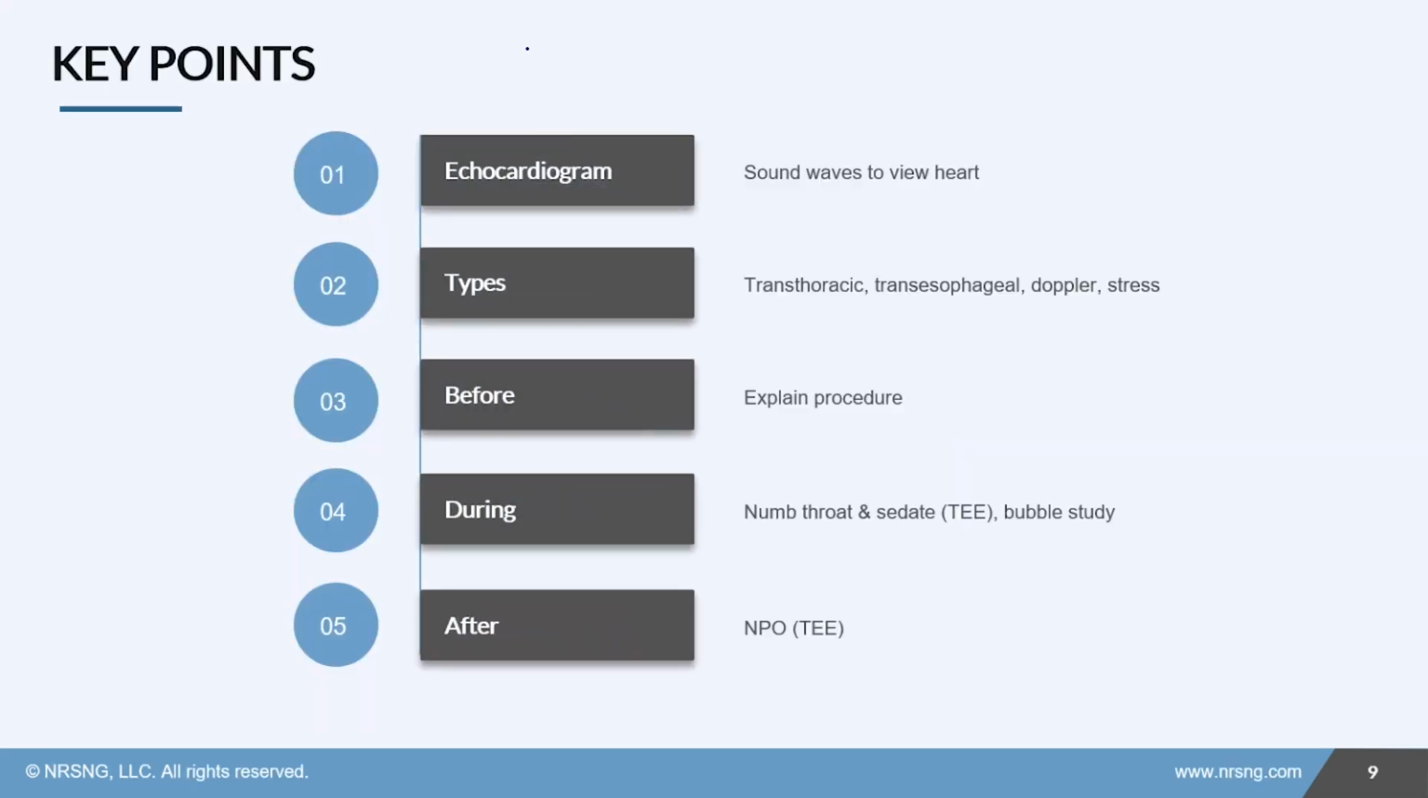Okay, now let's review the key points. An echocardiogram uses sound waves to view the heart and blood vessels along with the blood flow. The different types are the transthoracic, which is the standard, transesophageal, Doppler, and stress. Before the procedure, explain why the patient's having it. During the TEE, the throat is going to be numbed and the patient will be sedated. And then if a bubble study is done, that's going to be to check for holes in the heart where the nurse pushes that saline with tiny bubbles into the IV during the echo. After the echo's over, the patient might be NPO if a TEE was done until that numbness is gone to prevent any aspiration or choking.